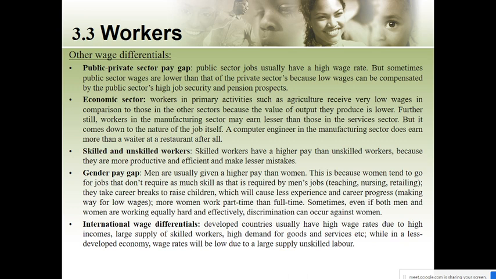Then international wage differences. Developed countries usually have a high wage rate due to high income, and an economy with a lower productivity will have a low wage rate due to the large supply of unskilled labor.